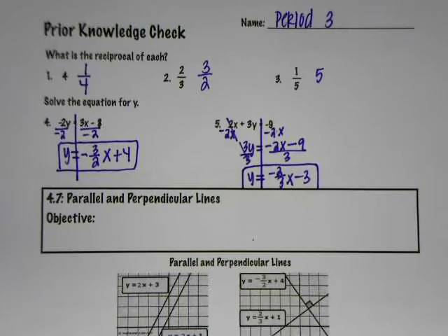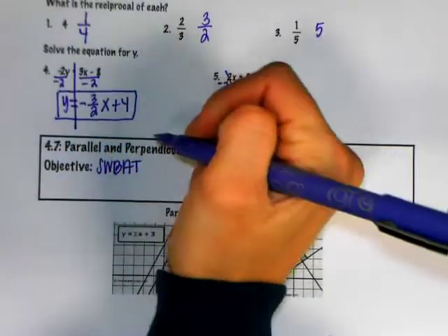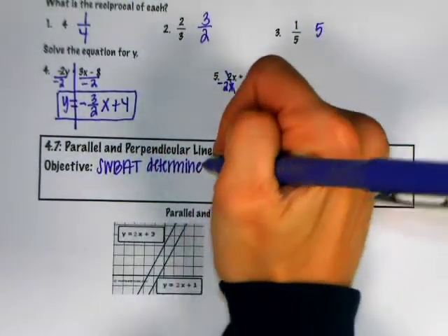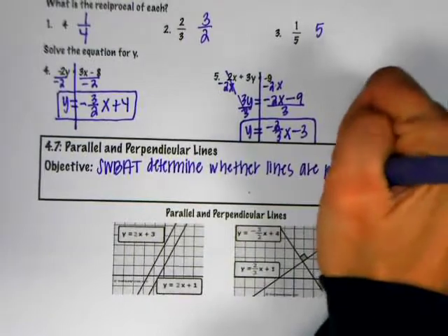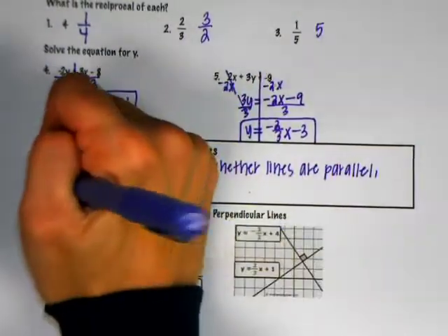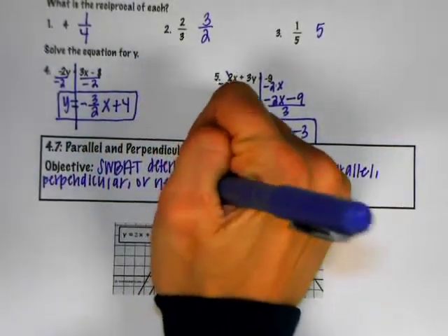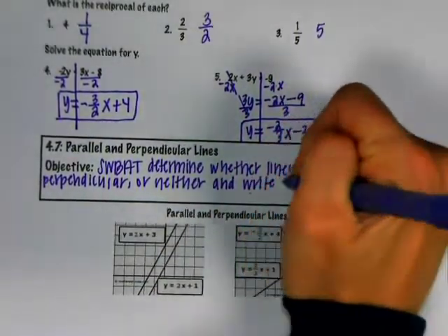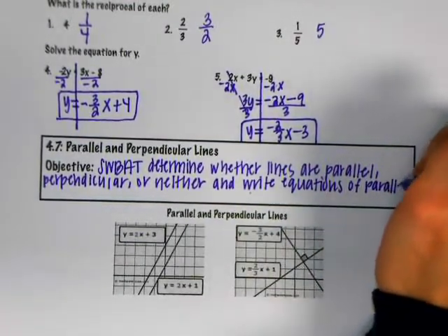Okay, so we're doing parallel and perpendicular lines. This is the last one. Your objective is students will be able to determine whether lines are parallel, perpendicular, or neither, and write equations of parallel and perpendicular lines.